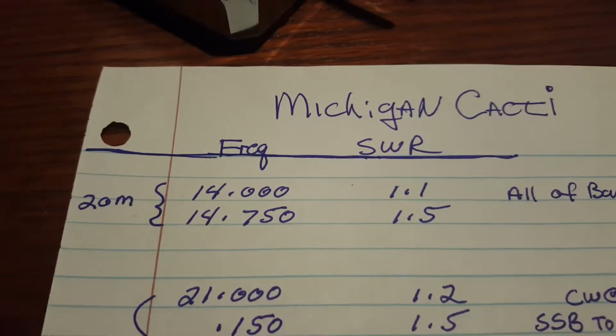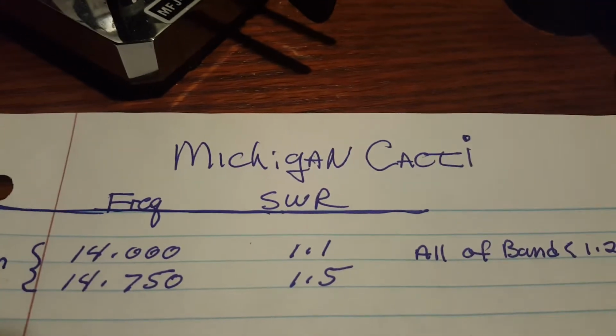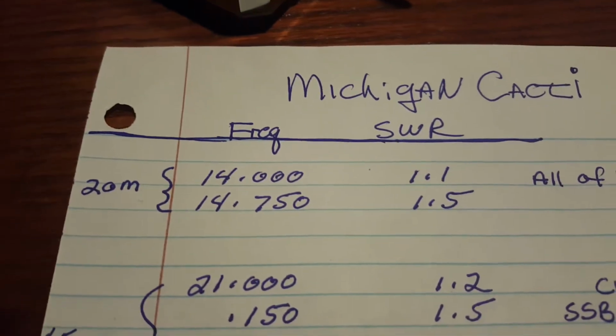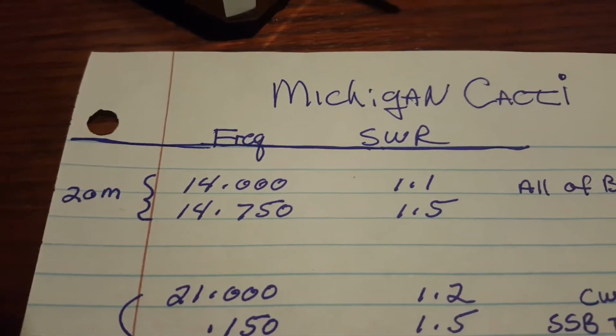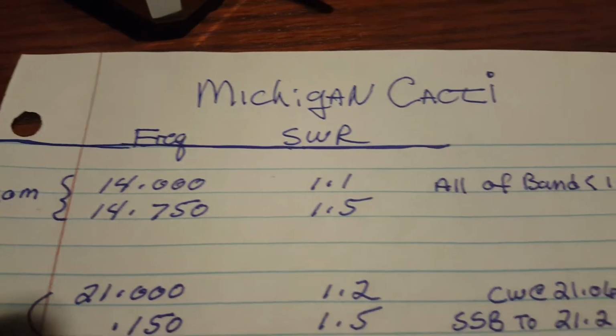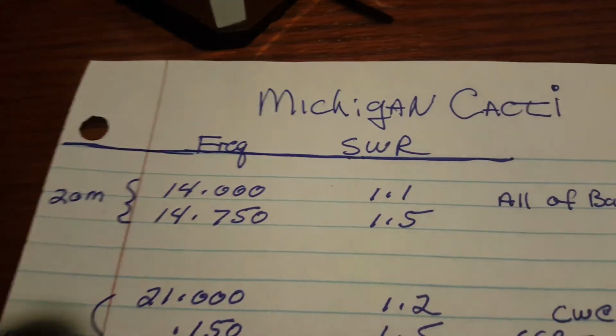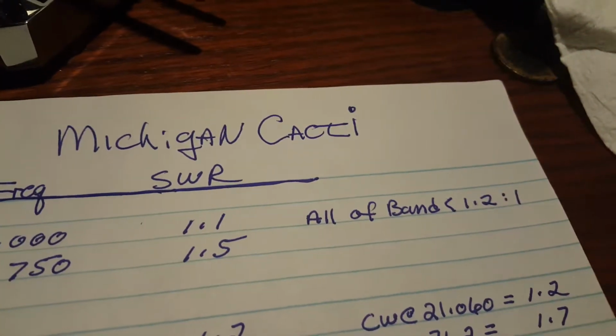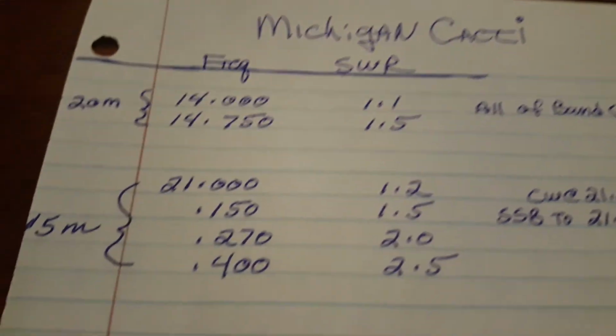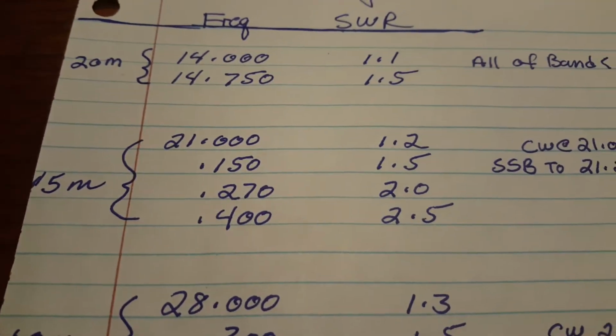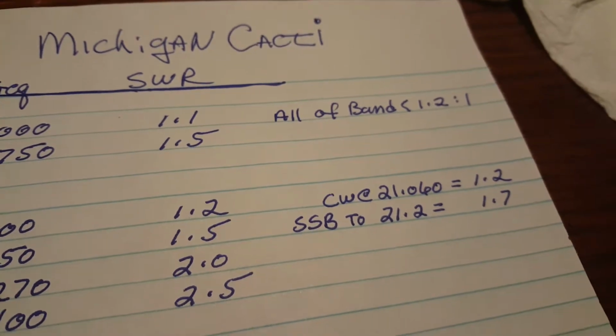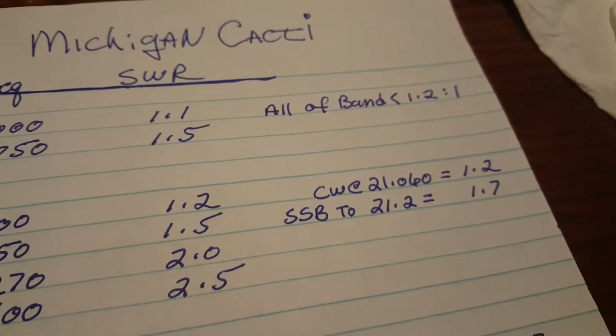I figured I'd show you the bandwidth of my Michigan cacti. On 20 meters, like any vertical it seems, it's really broadbanded, covers the whole band with an SWR of under 1.2 to 1. On 15 meters, it covers the CW, well, the QRP frequency.